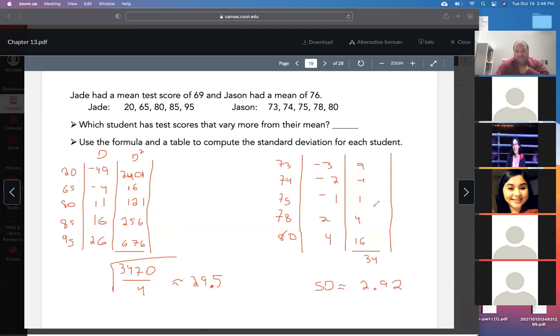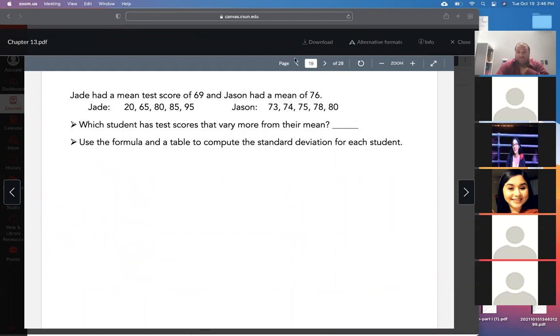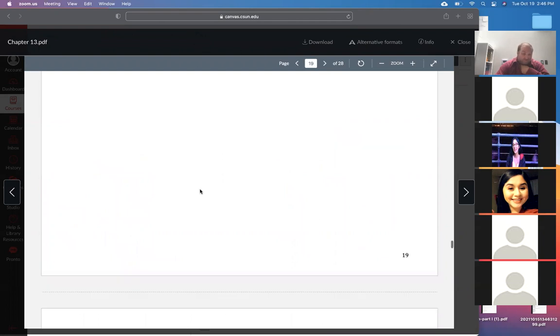All right, so obviously here, we get a much smaller standard deviation for Jason compared to Jade. So the standard deviation is, on the surface at least, looks like a pretty good measure of variation.